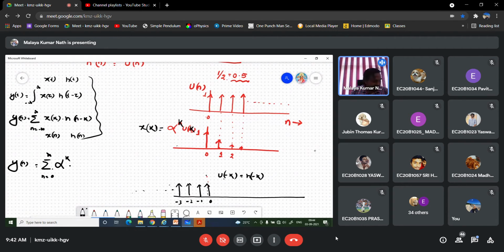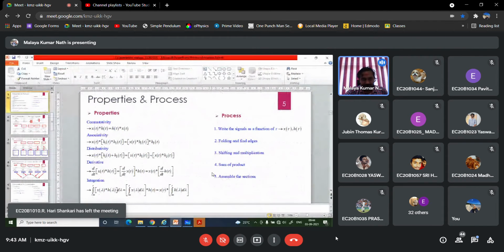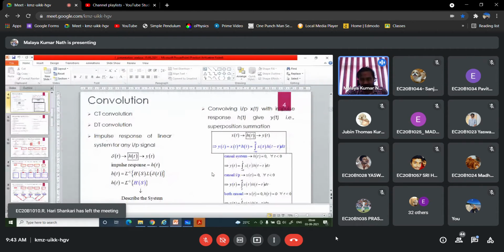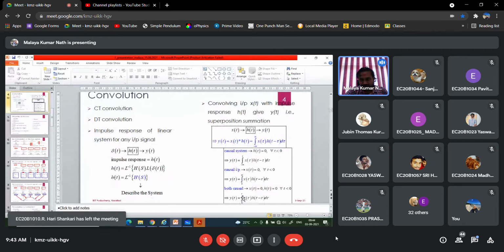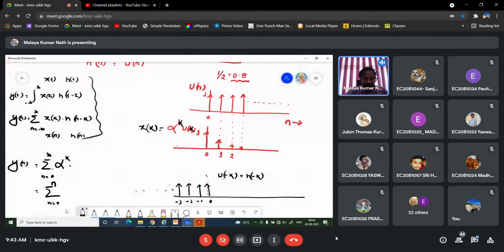So infinity means I can take some bigger value, that is, from 0 to some other big value, capital N, as in the previous case. Look at this slide. In this slide we have told that when both the signals are causal, it will become equal to the integral from 0 to t of x of tau h of t minus tau. The same we will write as a sum from 0 to n.